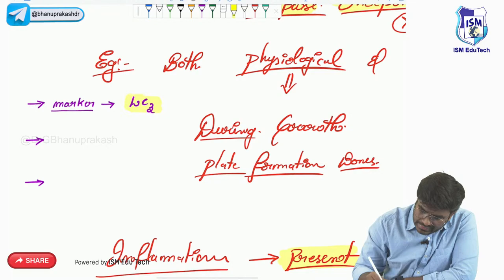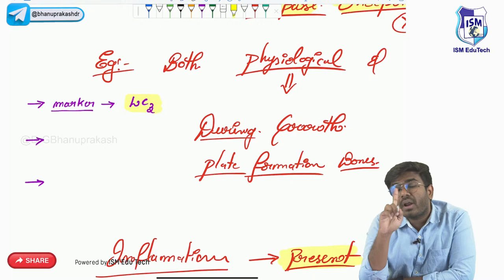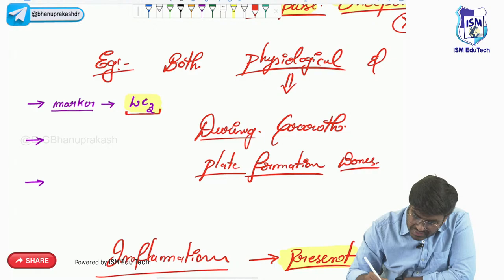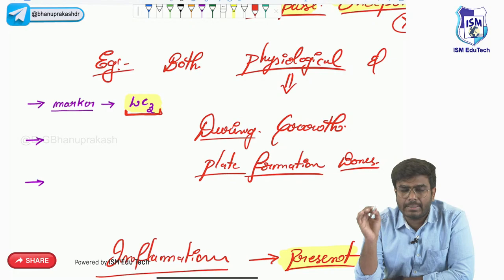In yesterday's class, the dye which we use as the marker for apoptosis is annexin 5. In the same way, if you want to know which cells are undergoing autophagy, in which cells autophagy is happening, then you have to use the marker LC3. Okay, LC3. And what else should you know?